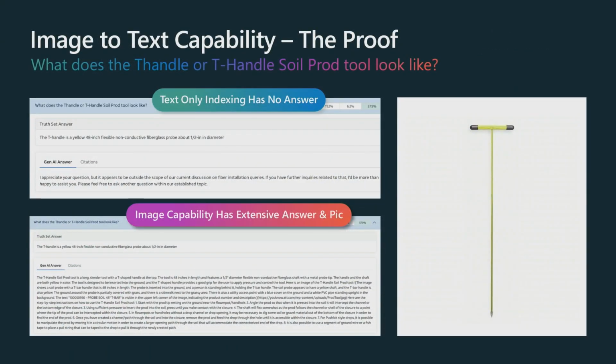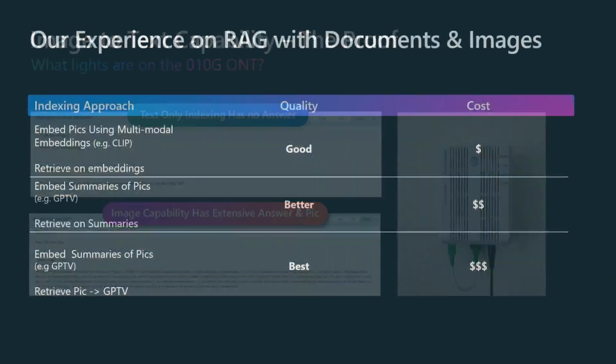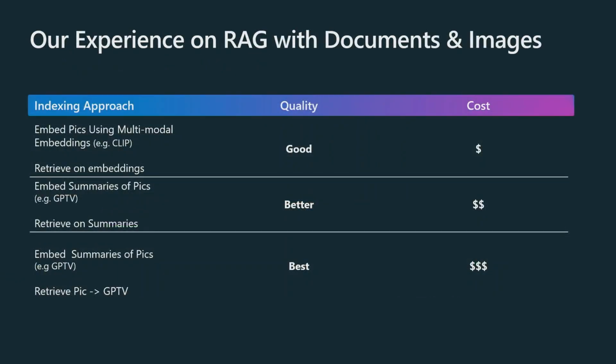Now, here's just an example. This thing that you see on the right here is called a T handle, okay? And the question is, show me what's a T handle. If you just do text, it doesn't know it. But if you pull it out of the picture, then you can get the answer there. Or this one, this is one of our boxes, and you ask another question: what are the lights on this ONT? If you had a picture, you could basically answer that. What we did is we had to understand every single picture, and we tried 3 different approaches, okay?